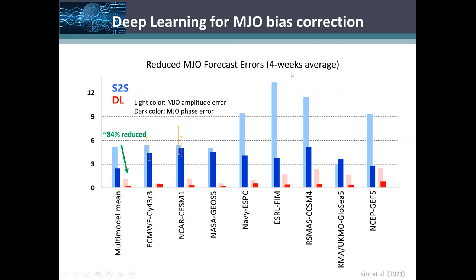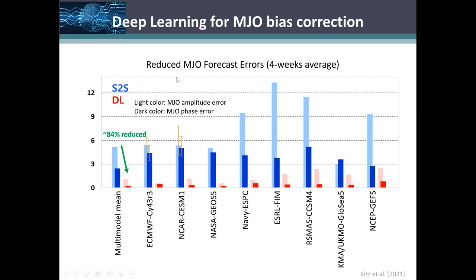Then we calculate the MJO forecast error. This is the 4-week average of forecast error, and here it shows each model that we use. The blue bar is the S2S model, and the red bar is after we apply the deep learning. The light color is the amplitude error, and the dark color is the phase error. For the multimodel mean, on average, the error is reduced by about 80%.